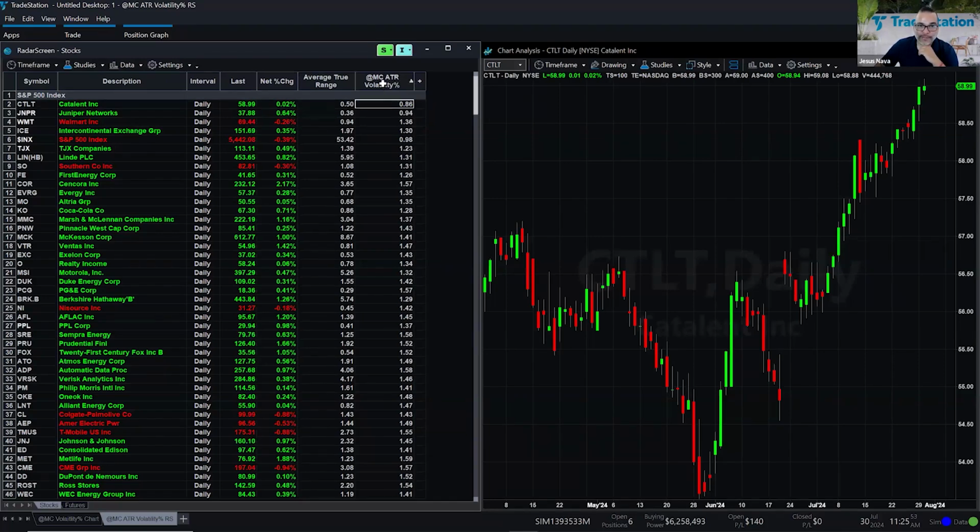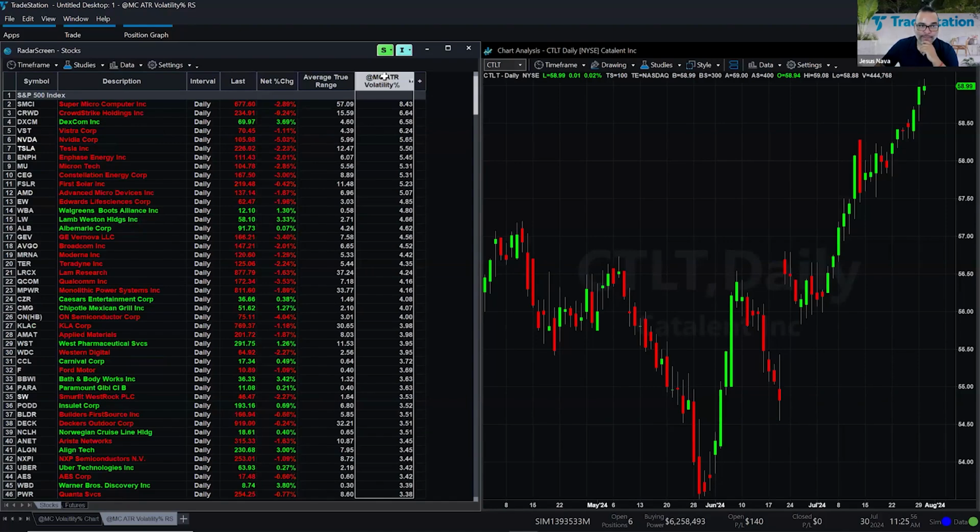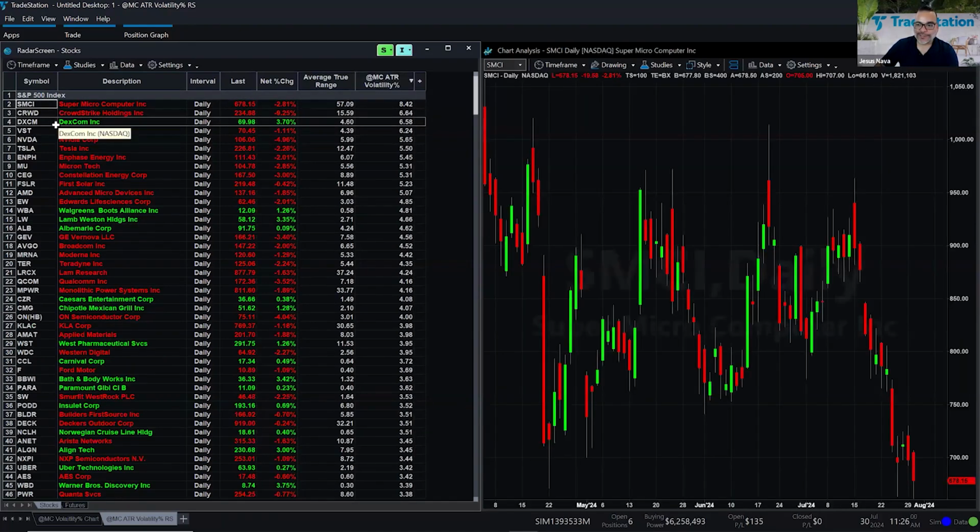If we rank by this value now, you can see that the symbols do change. This was not the symbol that we were looking at just a moment ago. This is Super Micro Computer, but based on a 30-day or 30 trading day average true range, this is the one that has the highest movement with an 8.4% average.